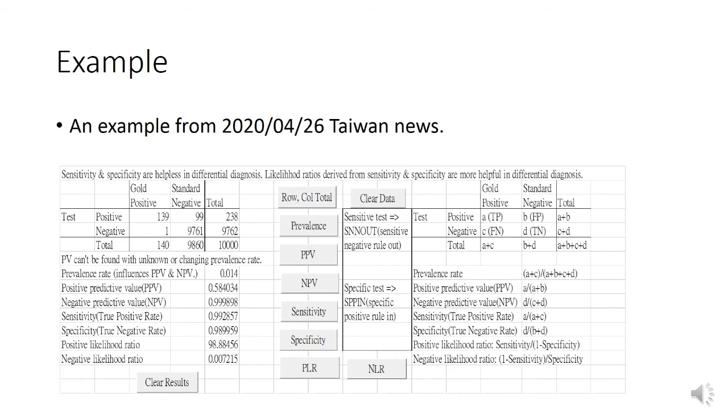We can see that even though the test is both sensitive and specific, because the probabilities are pretty high, 0.992857 and 0.989959. However, the positive predictive value is only about 0.584. That means among 10 test positive people, less than 6 are true positive.